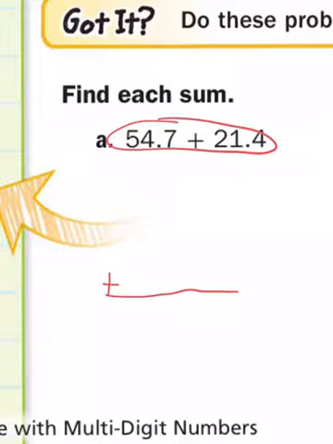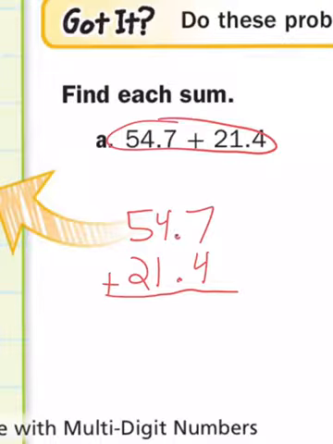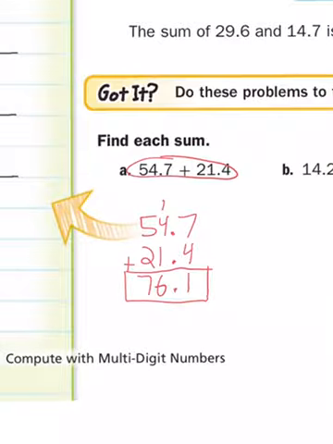All right, let's see how you did, guys. 54 7/10 plus 21 4/10. Now your decimal should be straight down. And then you just add 7 and 4 is 11, right? The 1, carry the 1. Then we have our 1 plus 4 is 5, plus 1 is 6. And then 5 plus 2 is 7. So you should have 76 1/10 as your answer for A. If you didn't, just see where you made your mistake.